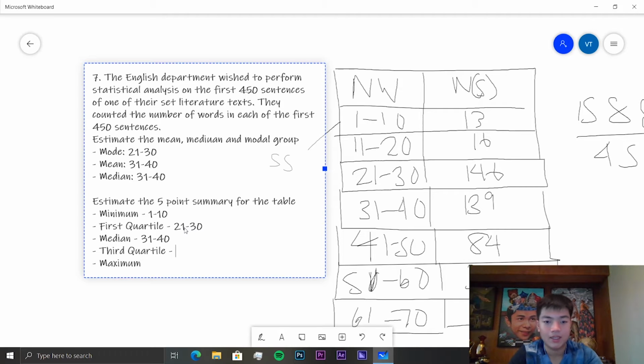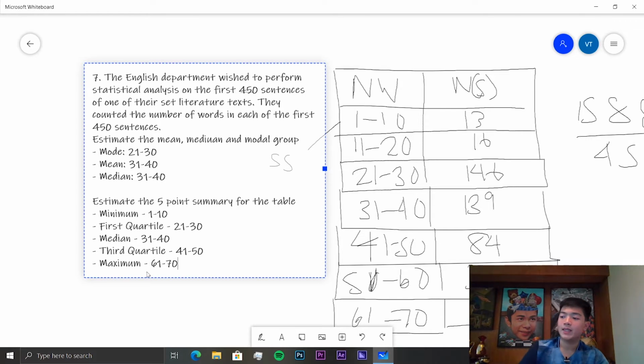The third quartile is 450 times 3 over 4, which is 337.5. So we have 13 plus 16 plus 146 plus 139. So the third quartile will be in this 41 to 50 group. And finally, the maximum is of course in the 61 to 70 group.